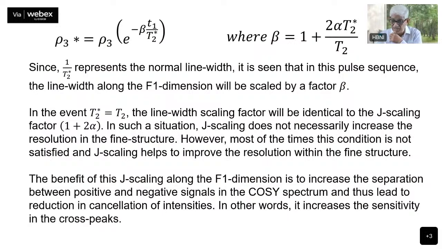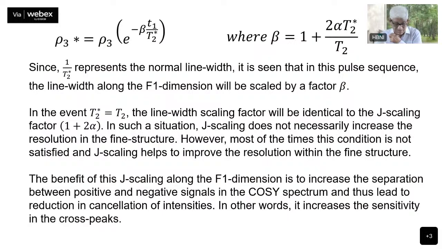However, most of the time, this condition is not satisfied. You can never achieve a situation where T2 star is equal to T2. It is almost never possible. Therefore, J scaling helps to improve the resolution within the fine structure. So the benefit of this J scaling along the F1 dimension is to increase the separation between positive and negative signals in the Cauchy spectrum and thus lead to reduction in cancellation of intensities.